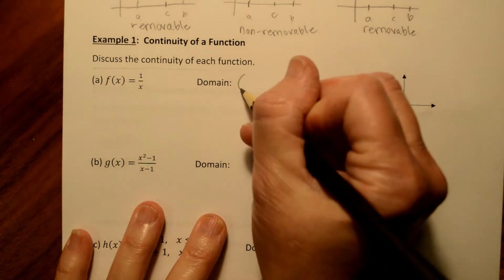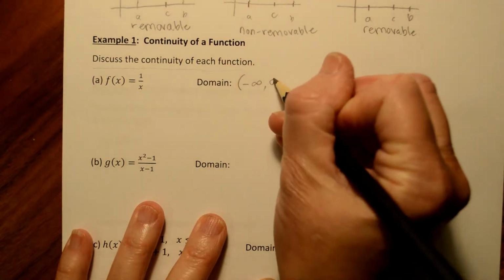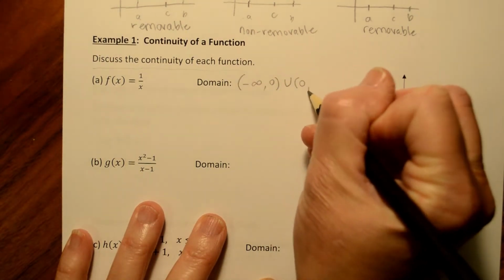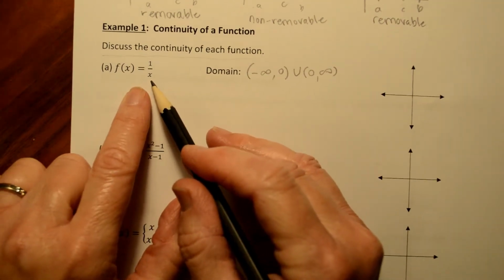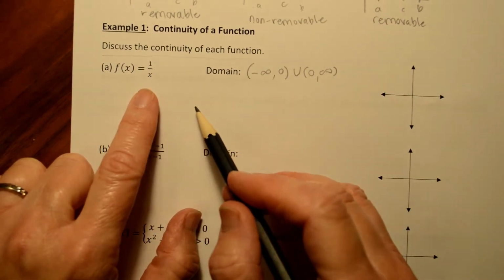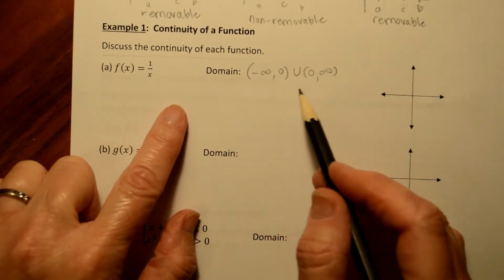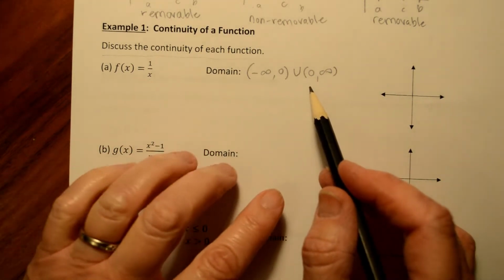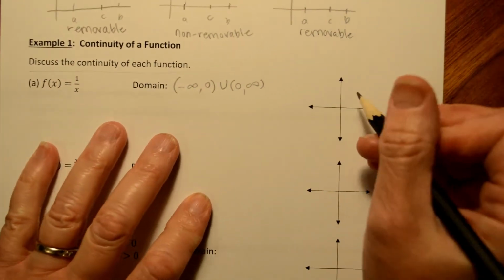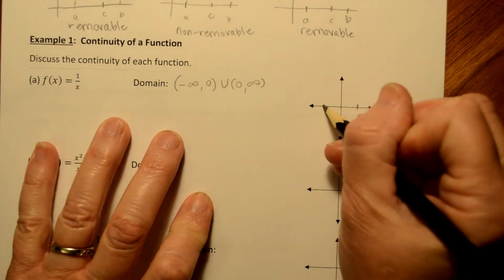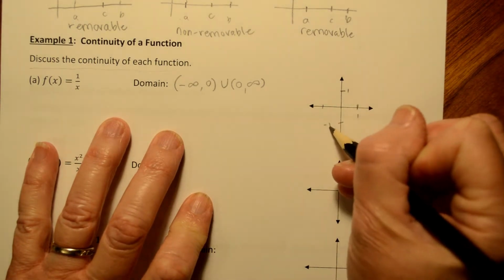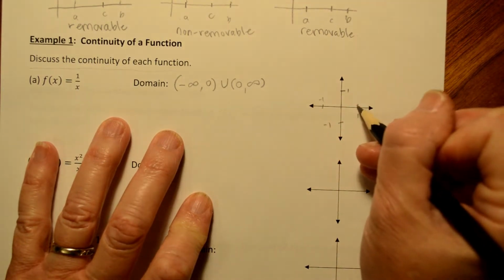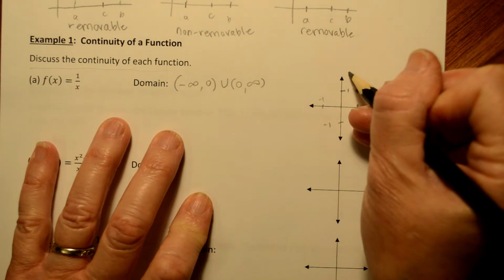Hopefully you said the domain was negative infinity to 0 and 0 to infinity. Again, we cannot put 0 in the denominator. It would make that undefined, or it is undefined at 0. So we would say the domain is everything except 0. You've graphed this function several times, I'm sure. This is 1, 1, negative 1, negative 1. At 1, it's 1. And then it looks like this.